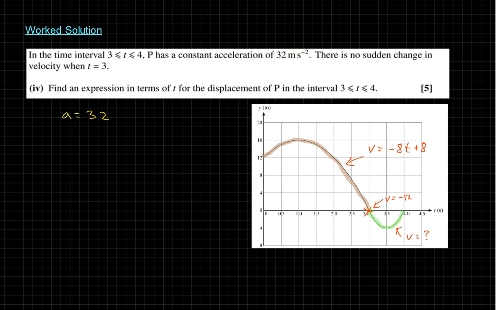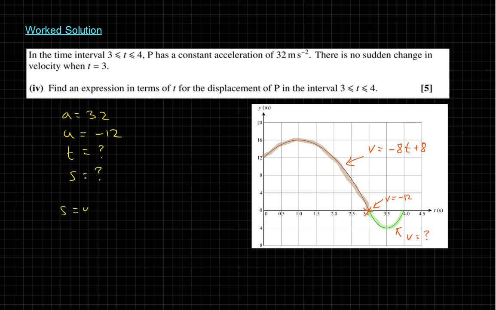So if acceleration is constant, what's the initial speed? It's just minus 12, isn't it? The initial velocity, I should say, minus 12, because the initial velocity of the green section is the same as the final velocity of this brown highlighted section. t is the independent variable and s is the dependent variable. Let's find the equation then.